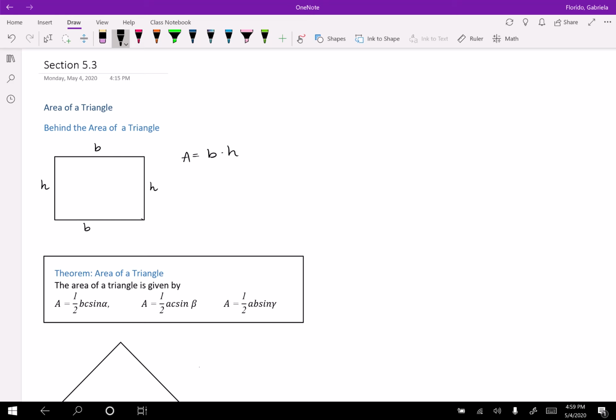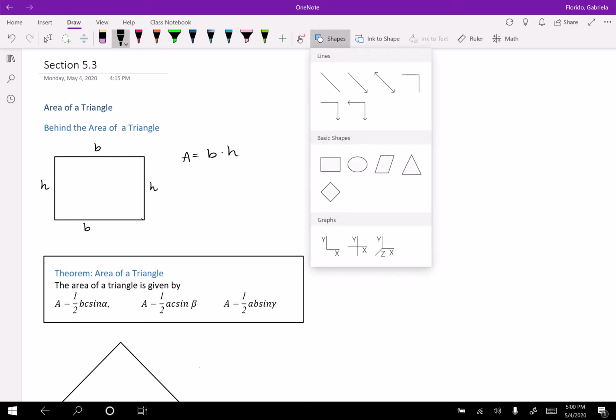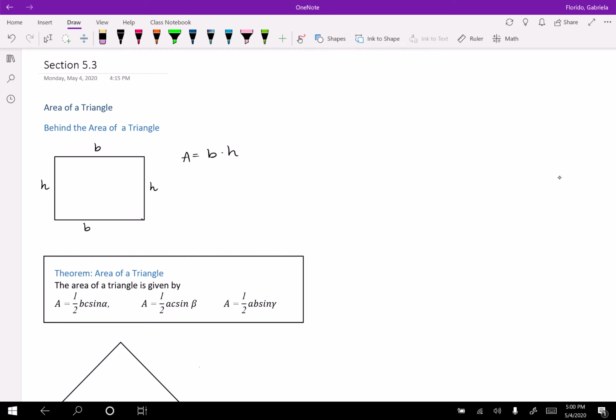And so how are we gonna get a triangle from here? We could actually create two right triangles by slicing this in half. So here's my right triangle, here's another right triangle. And so we've just created two right triangles out of this rectangle. And the area of these two triangles is 1/2 base times height, because we just cut the area of a triangle, the area of a rectangle in half.